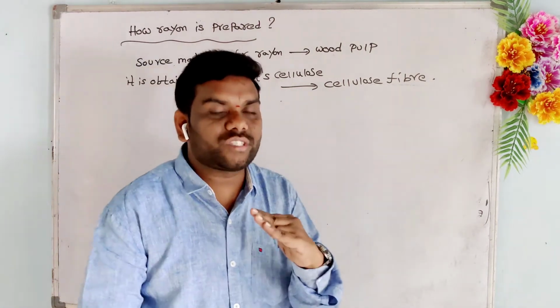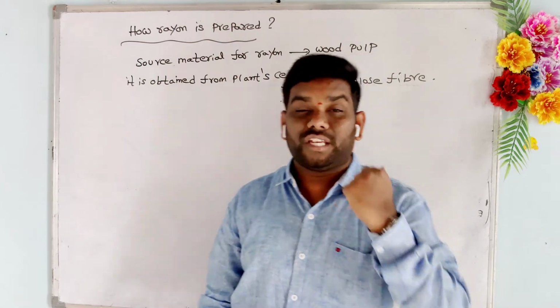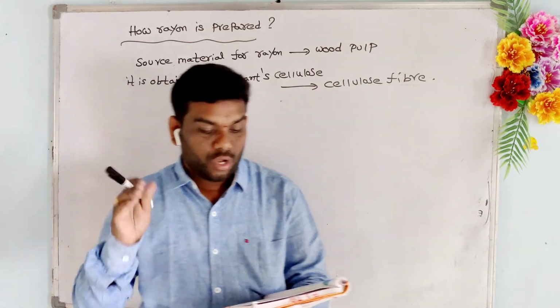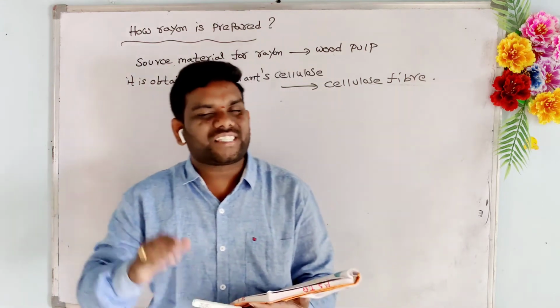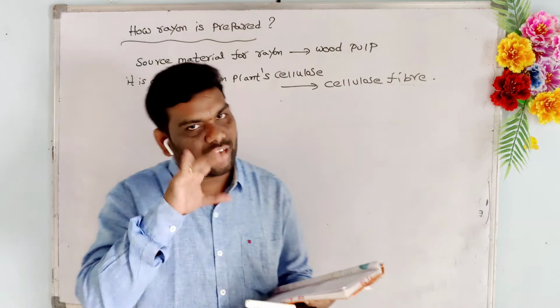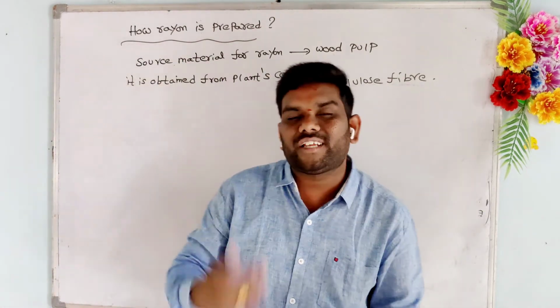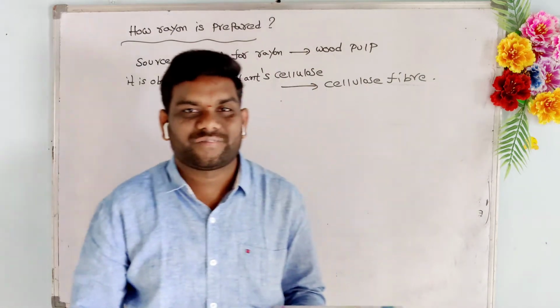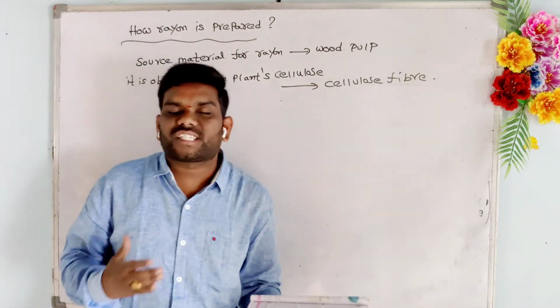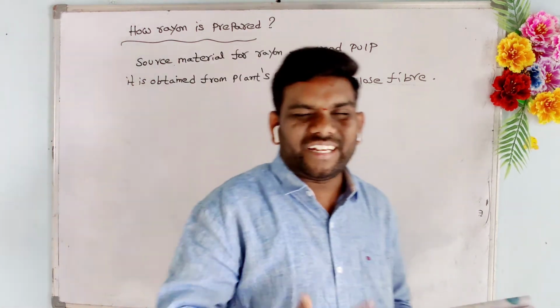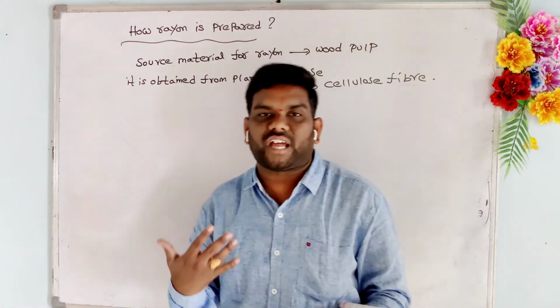ఈ ప్లాంట్ సెల్యులోజ్ అబ్టైన్ చేస్తాం కాబట్టి దీనికి సెల్యులోజ్ ఫైబర్ అనేటువంటిది మనం చేసుకున్నాం. Okay, so this rayon is obtained from plant cellulose, and then why don't we call it a natural fiber? Wow, fantastic question. So actually it is not a natural fiber, it is a synthetic fiber. It is an artificial fiber అని నేను ఇందాకనే చెప్పాను.